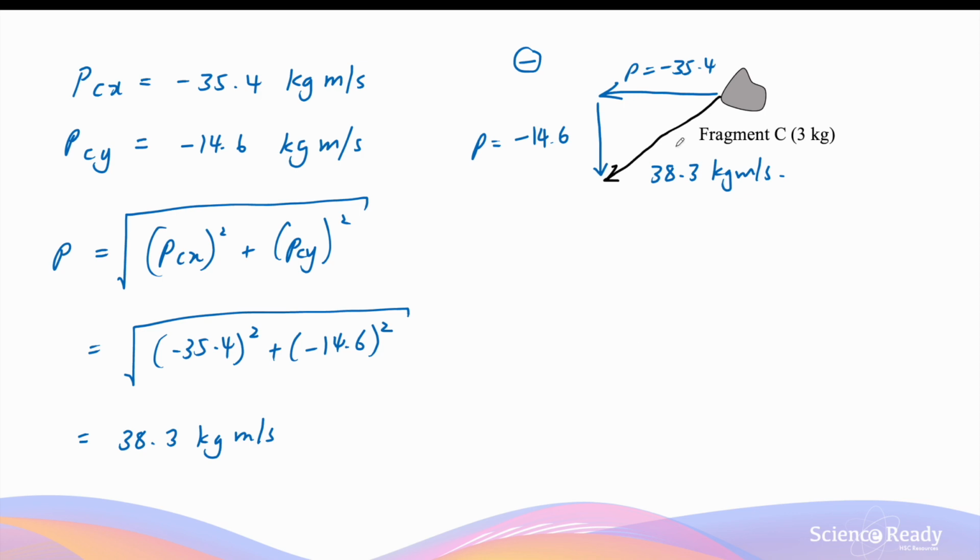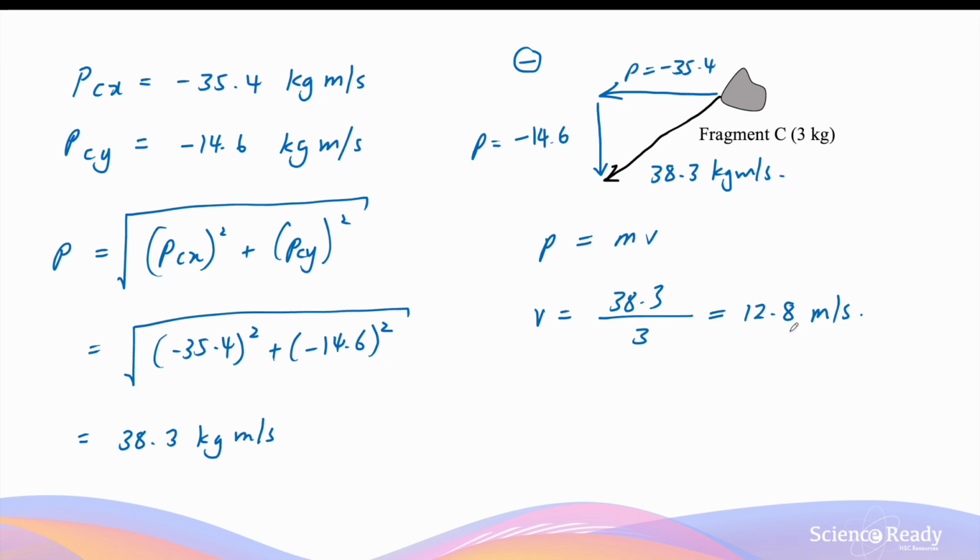Since the question wants us to find the final velocity of fragment C, we can easily convert this into velocity by considering the equation for momentum. So the velocity will be equal to 38.3 divided by the mass of the fragment, which is 3 kilograms. This gives a value of 12.8 meters per second.